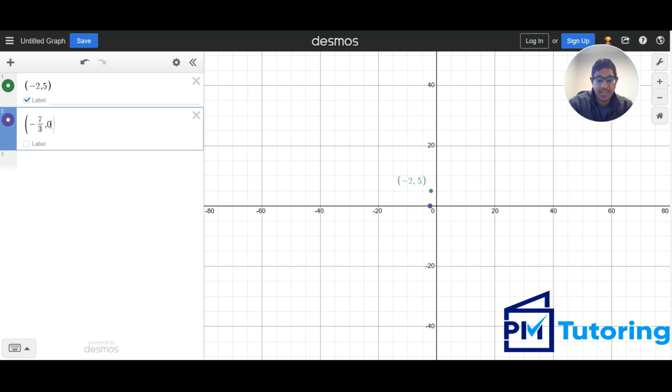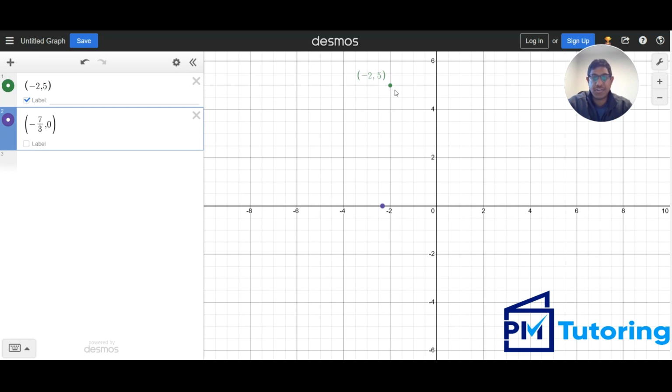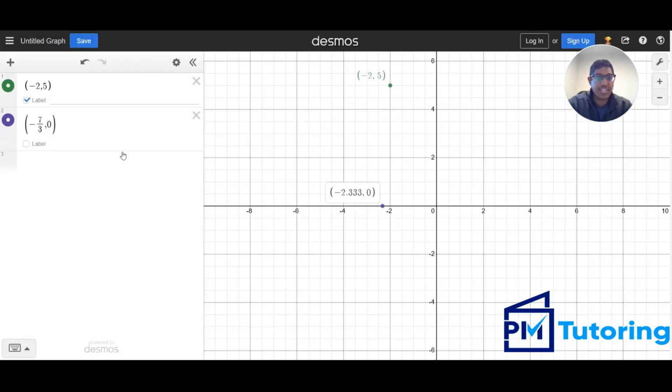So again, this kind of helps us visualize things a little bit, right? We know that parabolas are symmetrical. So if we have one intercept over here, the other intercept should be right around here. And we notice, oh, the x value of our vertex is negative 2. The x value of our intercept, the one intercept that we have, is negative 2.333. Because parabolas are symmetrical, we should know that the other x-intercept is going to be 0.333 in the other direction. And which answer would that be? Well, it's not 1/3 or 7/3. Those are both positive numbers. So we can quickly check negative 13 divided by 3.